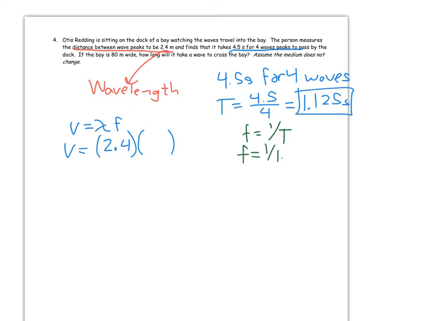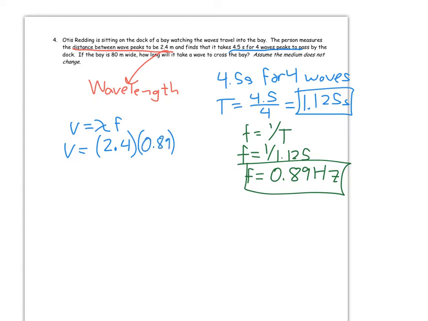So 1 over 1.125, and I end up getting a frequency here of 0.89 hertz. So we can substitute that in, 0.89, and then we find that our velocity for these waves is going to be 2.13 meters per second.